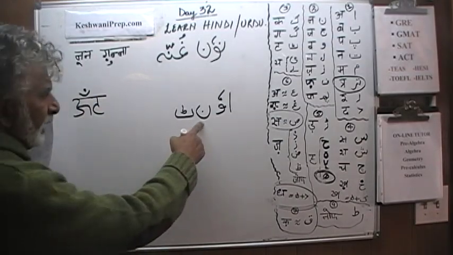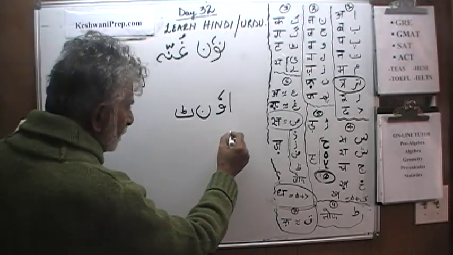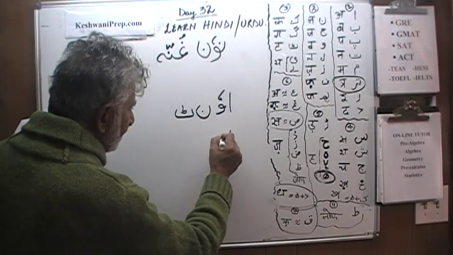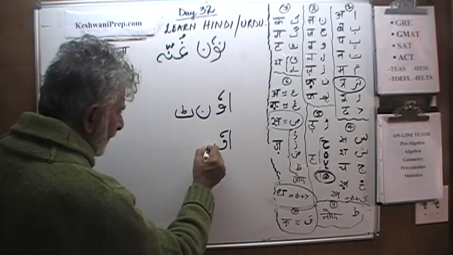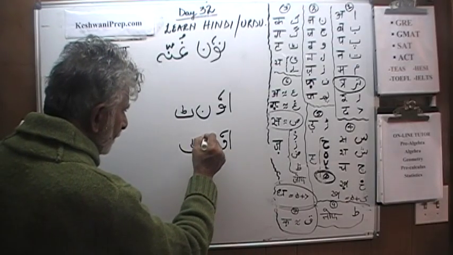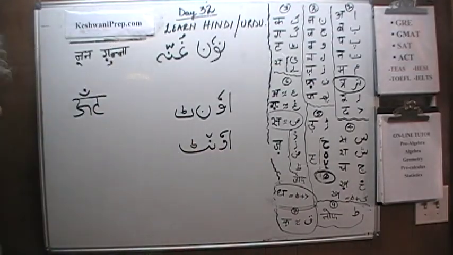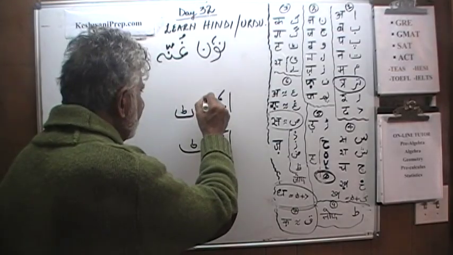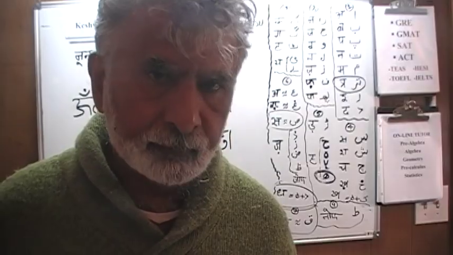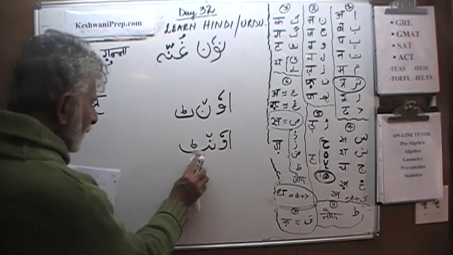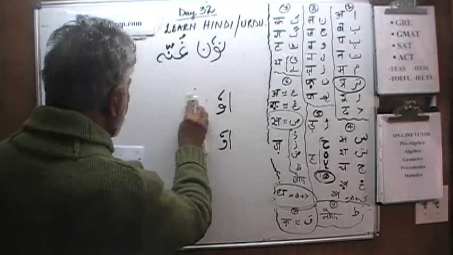But in Urdu, you'll have to write the entire noon. So this part is the same. Alif does not join the vav and vav does not join the noon. Noon has to join the ta. And then you put a symbol on top of it. And now it reads unt, camel. Let's do one more. One more with the same sound in the beginning, u.